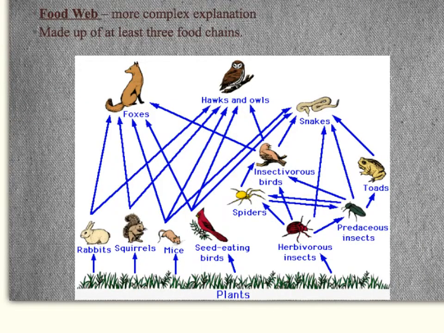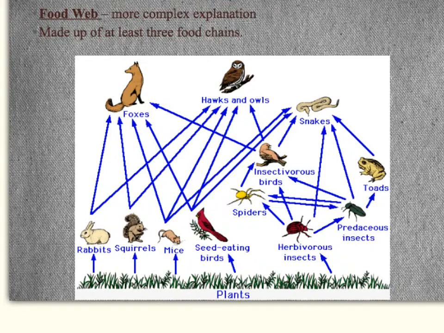So here is our food web. Now, a food web is made up of at least 3 food chains. We can follow the energy. Remember, the arrows are not showing who is eating who. It is showing which direction the energy is going to.